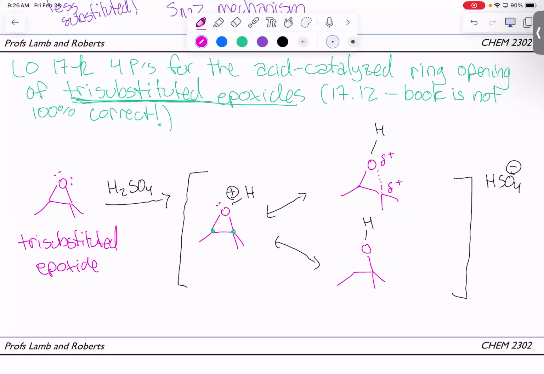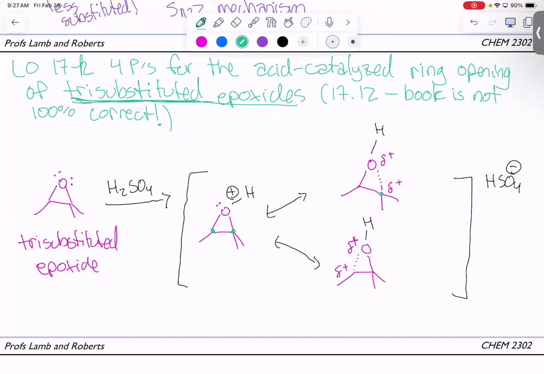But we start to have a partial bond between the less substituted carbon and the oxygen. And here again, we can roughly divide our positive charge in half, and we get a delta plus at both positions. So partial positive charge at both positions. Make that easier to see. All right, so now we need to consider which of these is more stable.